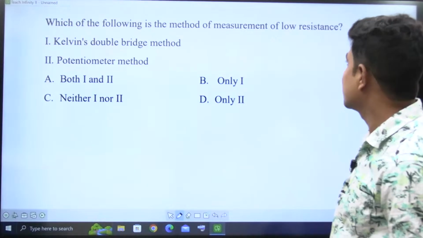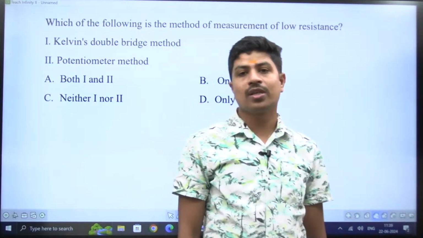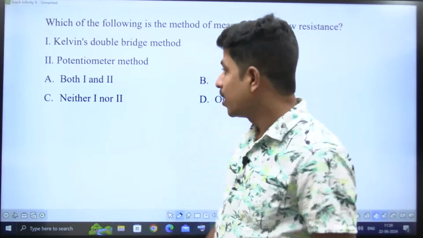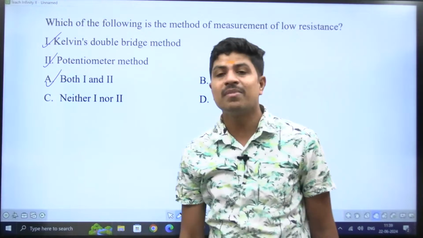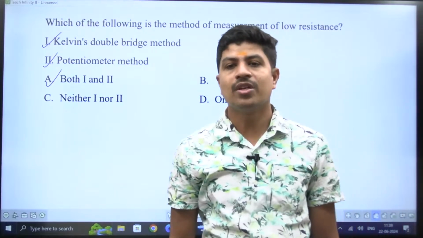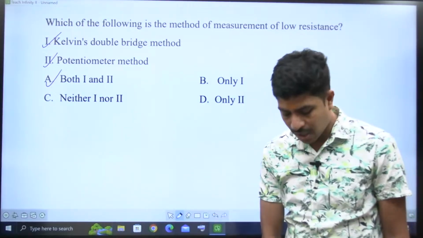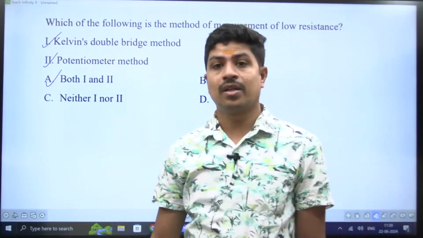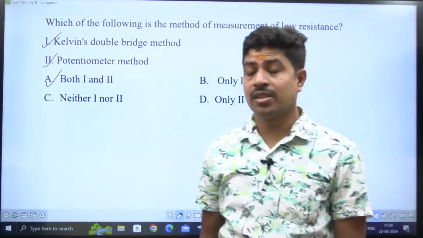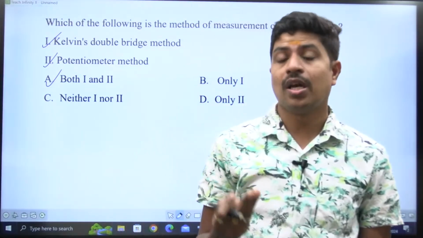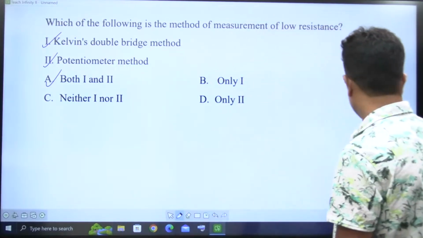Which of the following methods is for the measurement of low resistance? I told you that for the measurement of low resistance we use Kelvin's double bridge and the potentiometer method. Both 1 and 2. Medium resistance: Wheatstone bridge. High resistance: I gave 3 methods, like loss of charge method, direct deflection method, and Megger. For medium resistance there are 3 methods: Wheatstone bridge, ammeter voltmeter method, and substitution method. These are the prominent methods.